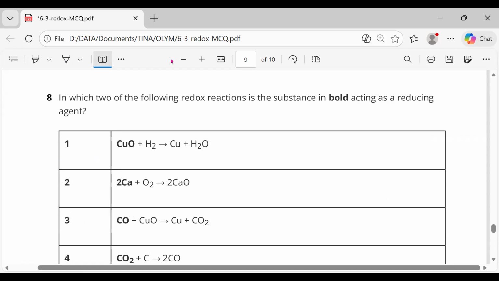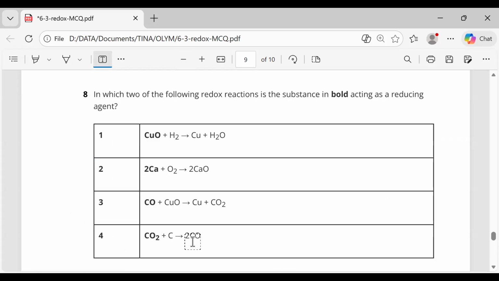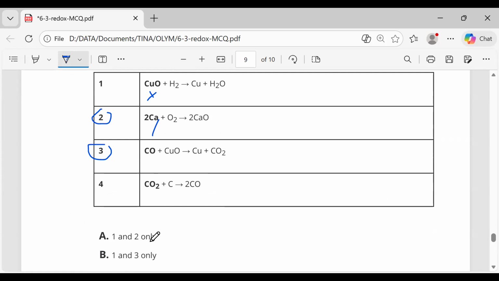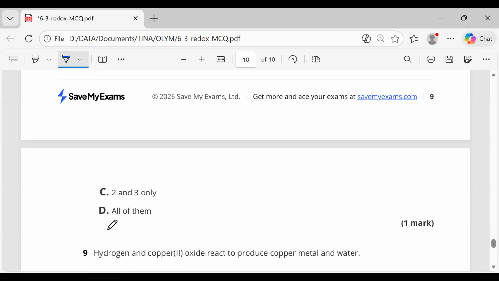In which of the following reactions is the substance acting as a reducing agent? The reducing agent is oxidized. So this one, no, not oxidized. Number 2, oxidized, yes. This one is reduced, so no. So 2 and 3.